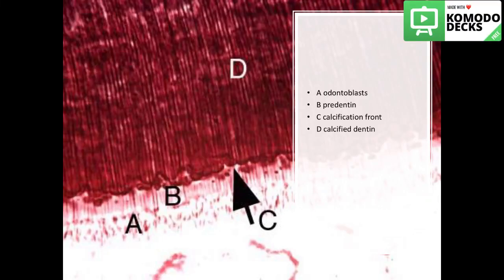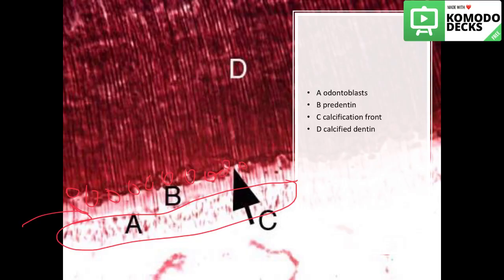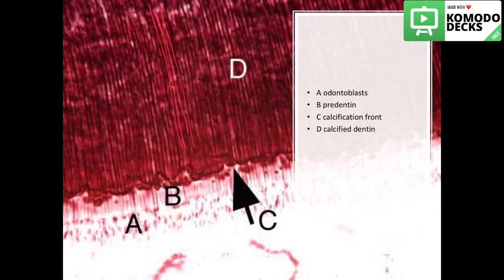Another section shows us the odontoblasts, the predentine, the calcification front, which is the name of the calcification centers that form at the beginning of the mineralization, and here is the calcified dentine, and the tubules are very obvious in the tissue.